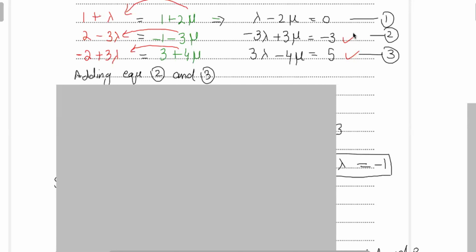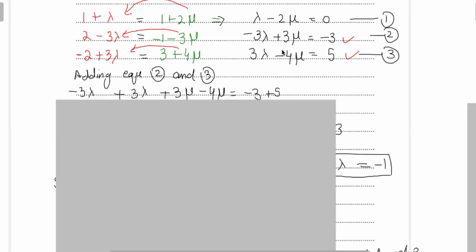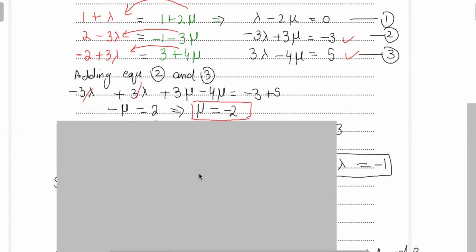Next, now we have to find the value of lambda and mu. We take any two equations to find the value of mu and lambda. After getting this value, we put the value in the third equation. You see here, if we take equation 2 and 3, it will be easy to find the value. Adding equation 2 and 3, we get minus 3 lambda plus 3 lambda plus 3 mu minus 4 mu equal to minus 3 plus 5. We get minus 3 lambda plus 3 lambda will be cancelled. And the next 3 mu minus 4 mu, that will be equal to minus mu, and minus 3 plus 5 equal to 2. Now we write mu equal to minus 2.